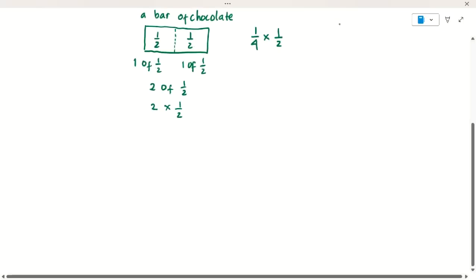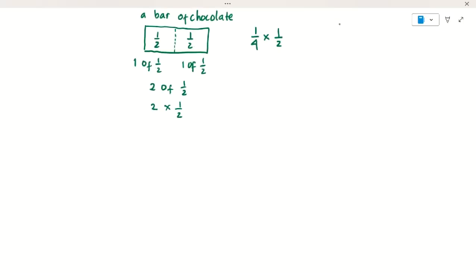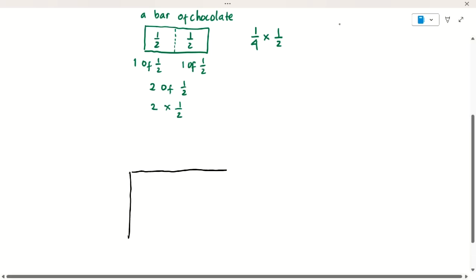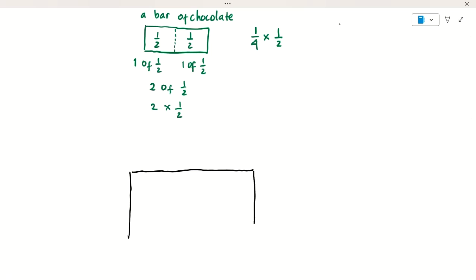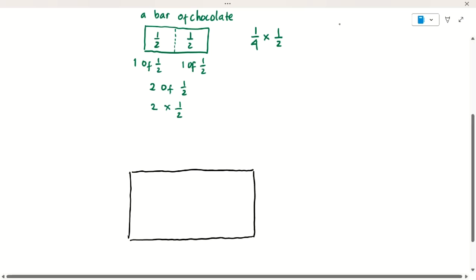The problem is we do not need 2 of 1/2. We only need 1/4 of 1/2, a small portion of 1/2. So how do we solve it? Let me redraw the chocolate first and make it bigger so that it becomes clearer.